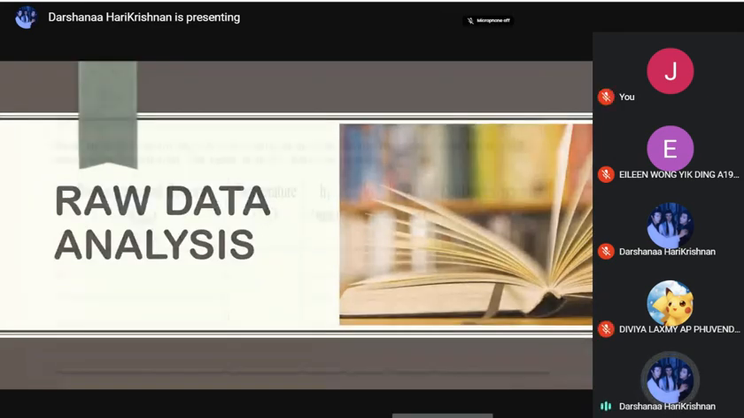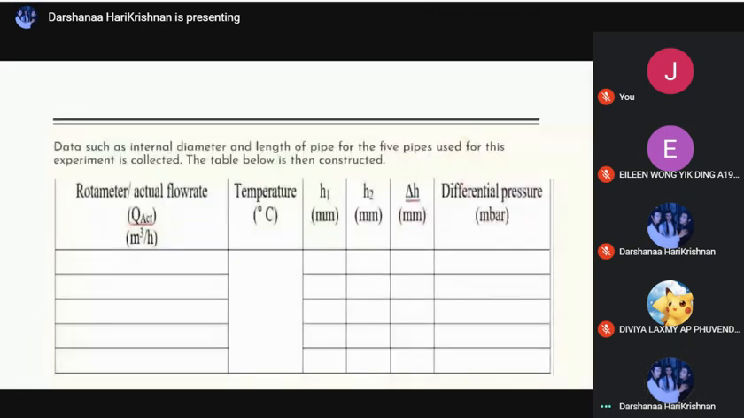Okay, for raw data analysis, data such as the internal diameter and length of the pipe for the 5 pipes used for this experiment is collected. 5 tables, like the table below, are then constructed: 1 for galvanized steel pipe, 1 for copper, and 3 for PVC pipes with different diameters.